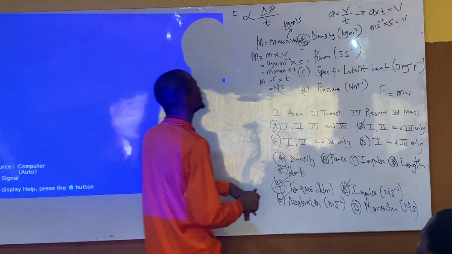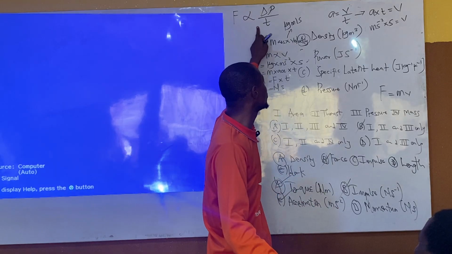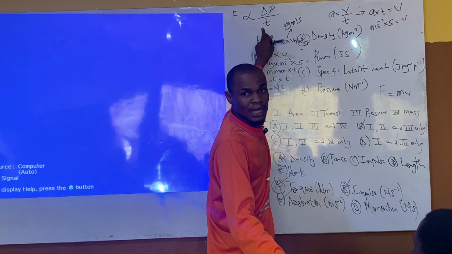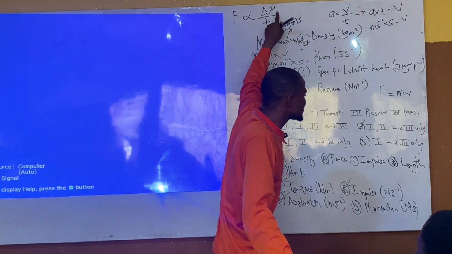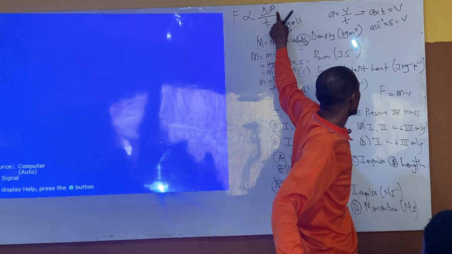So the force acting on the body is directly proportional to the what? Rate of change of what? Momentum. Rate of change of what? Momentum. We use this symbol to represent momentum.